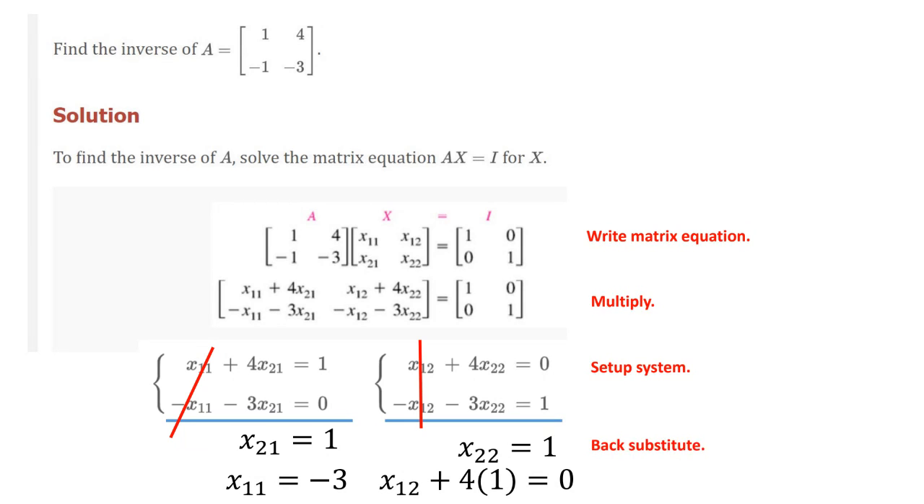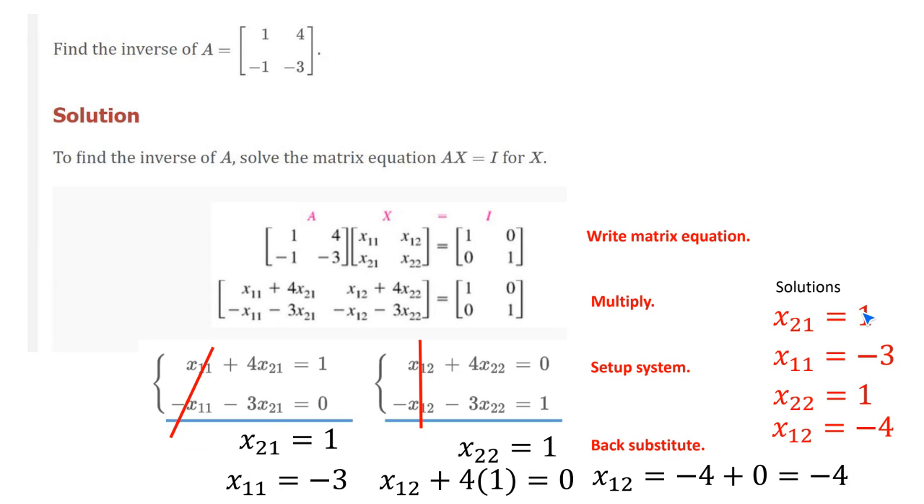We're going to back substitute. So I have x12 plus 4 times 1 is equal to 0. Subtract 4 on both sides, and I end up with negative 4. So far what I have is x21 is 1, x11 is negative 3, x22 is 1, and x12 is negative 4. So I can take these and place them into a matrix, okay?